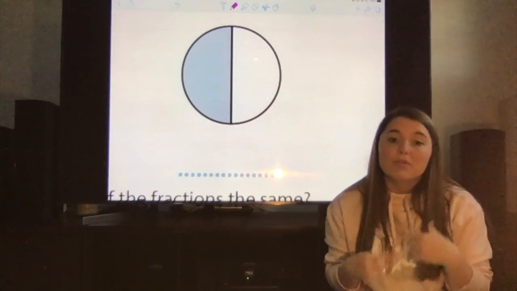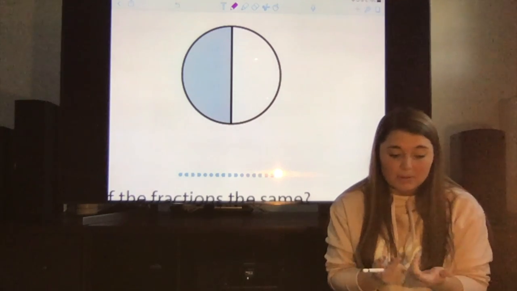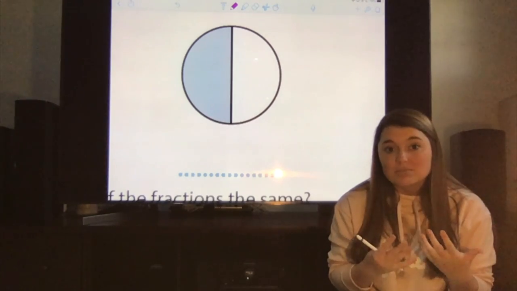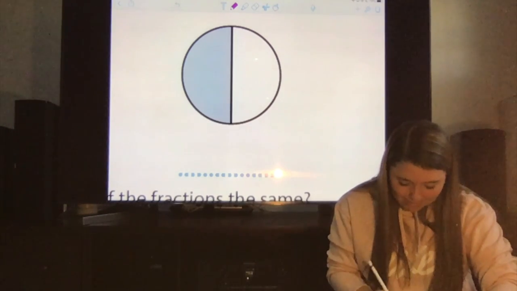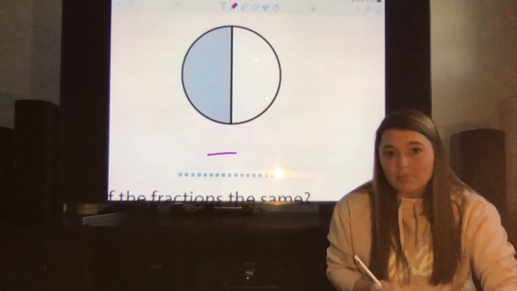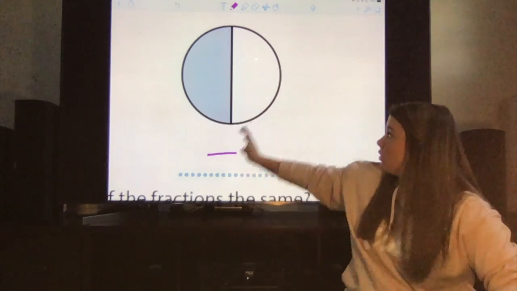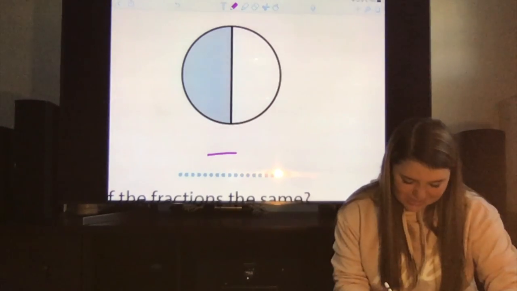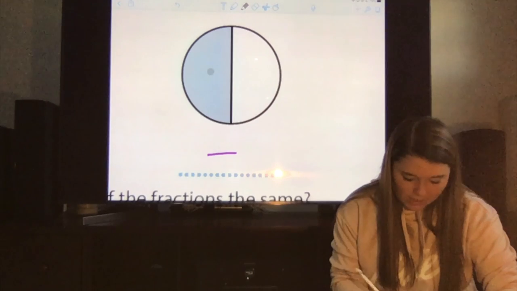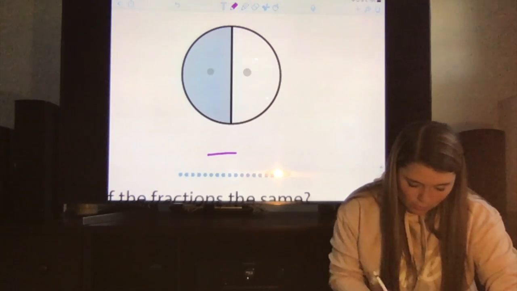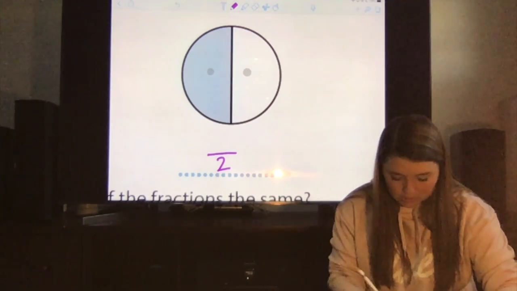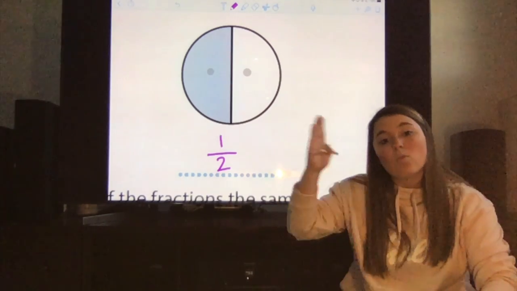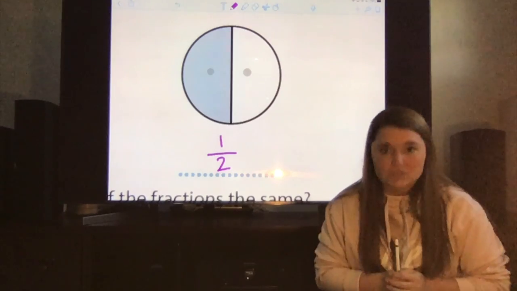Okay, now moving on to this next model on your paper. I first find my denominator. Right, my denominator is going to be the total number of equal parts. Total number of equal parts, this one's a little bit easy because I can easily see 1, 2. 2 equal parts. And how many of the 2 are shaded? Just 1, showing me that 1/2 is shaded.